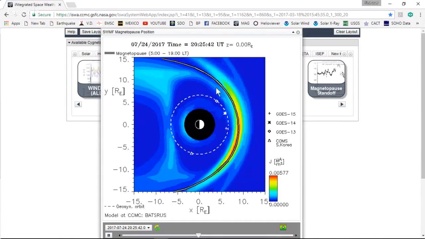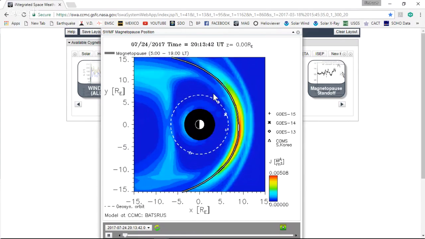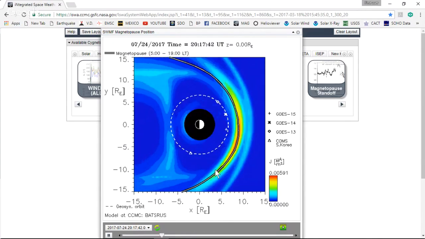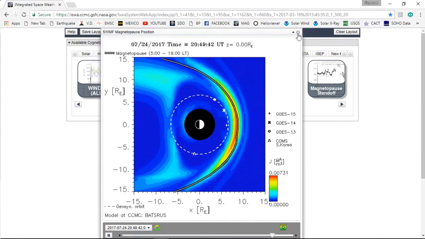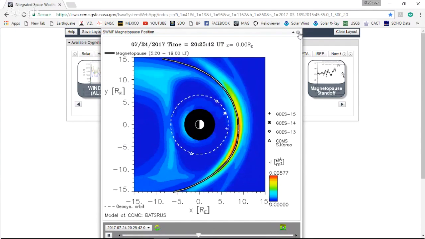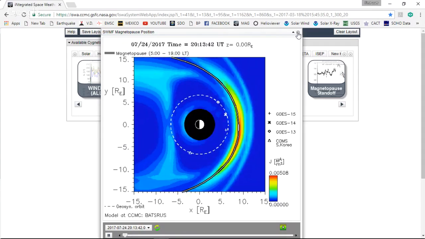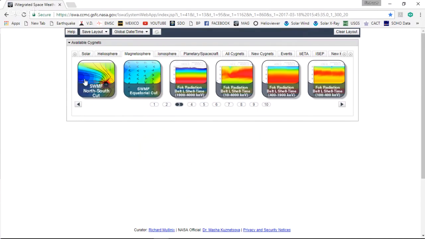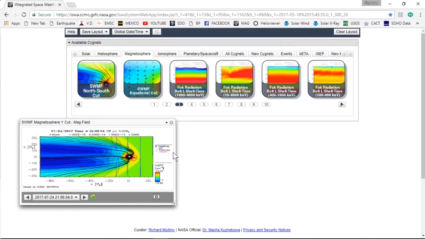Now, we don't see any flexing in the bow shock whatsoever, and things seem to be relatively calm. I did see a little bit yesterday, some kinks in it. Yeah, I did see that. I did see that also. We're going to move right over to the magnetosphere. Let's see what's happening there.